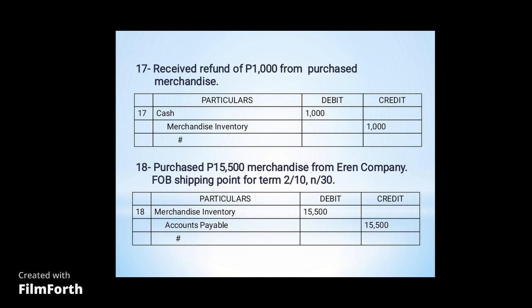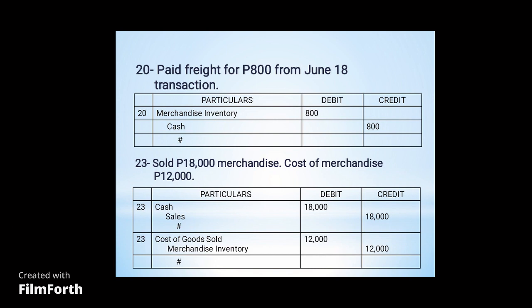18. Purchase 15,500 merchandise from Aaron Company, FOB shipping point for terms 2, 10, and 30. So debit, merchandise inventory, credit, accounts payable. 20. Paid freight for 800 from June 18 transaction. So debit 800, merchandise inventory, credit, cash. So this is the freight in the periodic.